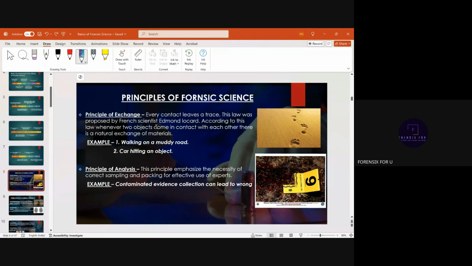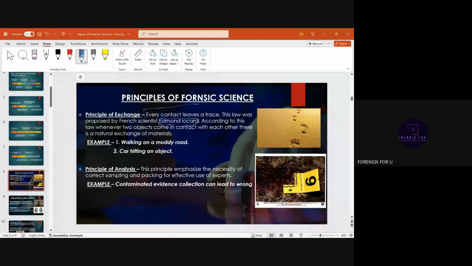So we work on a few basic principles of forensic science, and the most important and the number one principle on which the whole of forensic science is based is known as the principle of exchange, or we also call it Locard's principle of exchange. You can see here I'm highlighting the name of the scientist who gave this principle. His name is Edmond Locard, and he stated that every contact leaves a trace.